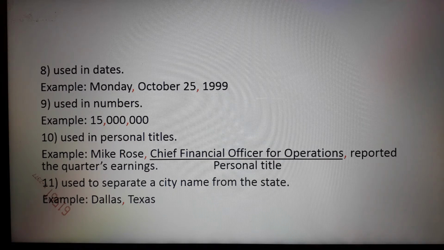Commas are also used in personal titles. The example is Mike Rose, Chief Financial Officer for Operations, reported the quarter's earnings. So you can see here between the commas the personal title of Mike Rose, that is Chief Financial Officer for Operations. That is his title or her title, and that information should be between commas. Commas are also used to separate the city name from the state. For example, Dallas, Texas. Dallas is the name of the city, and you write a comma, and then the name of the state, Texas.